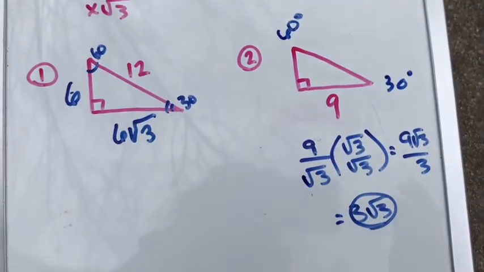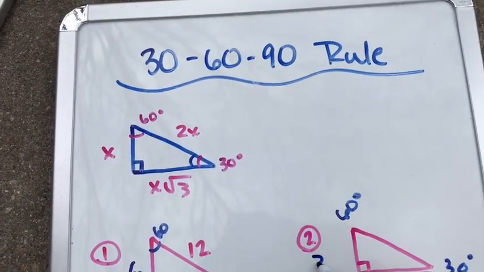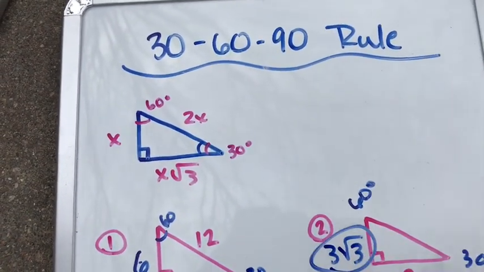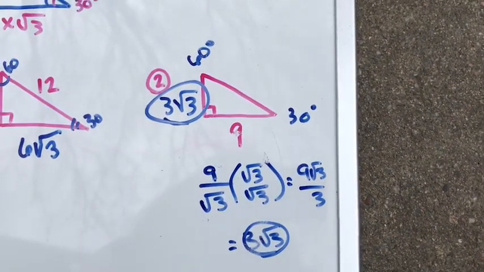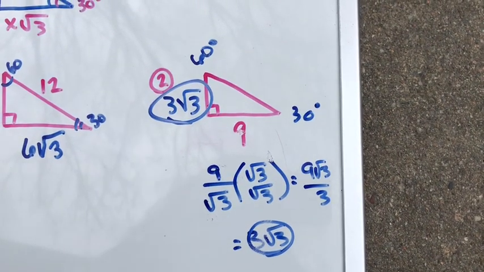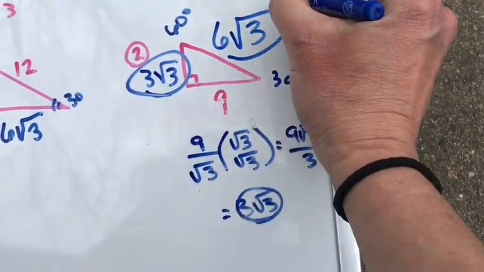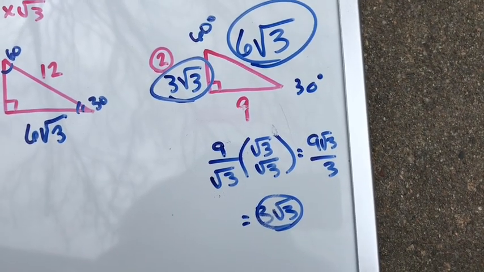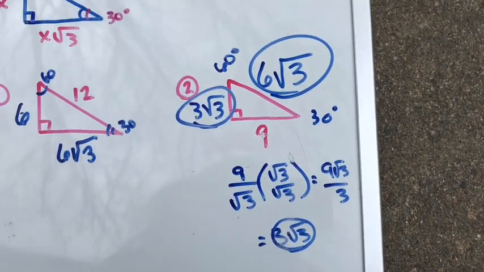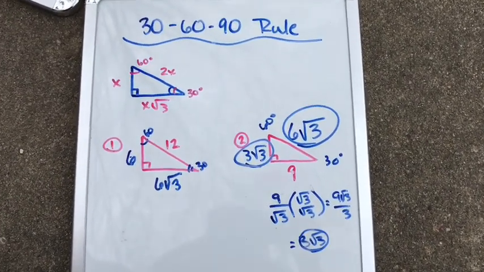Okay, pardon that interruption. Okay, so that is our short leg. So the short leg is 3 radical 3. Okay? And then to find our hypotenuse is double that short leg. 3 radical 3 times 2 would be 6 radical 3. And there it is. That's as hard as it gets. Alright, so I hope that these are the only shortcuts that you use on your math assignment.